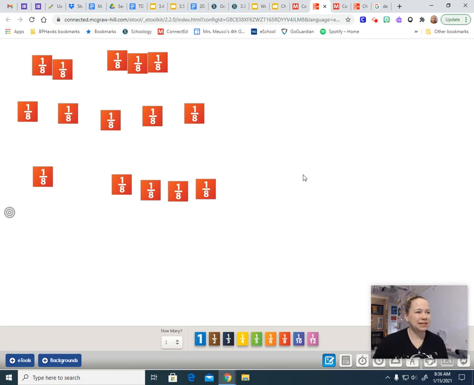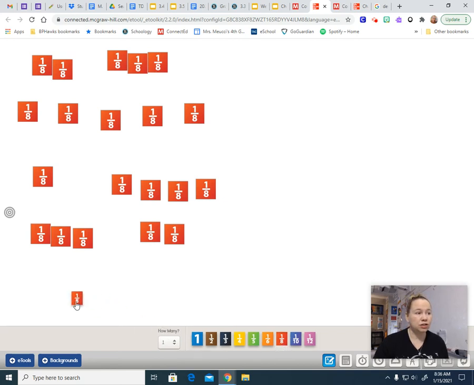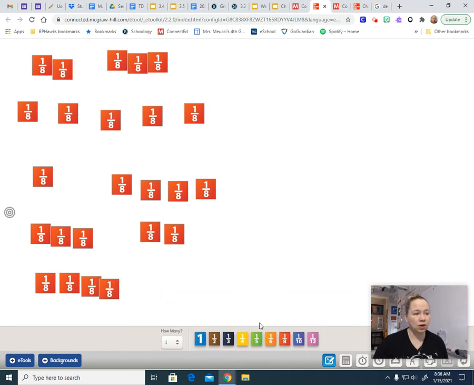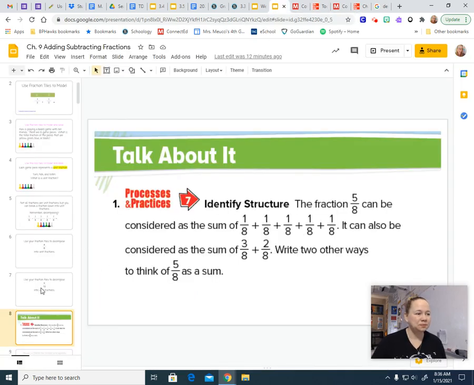All right, so let's see. I know you're thinking, but the commutative property, Mrs. Meucci? I know, but this is actually going to be a different way to model it. So we had 2 plus 3. Down here we have 3 plus 2. Different way to model it. We could also do 1, 2, 3, 4 plus 1. There would be 2 other ways to model it. Okay, great work, great work.